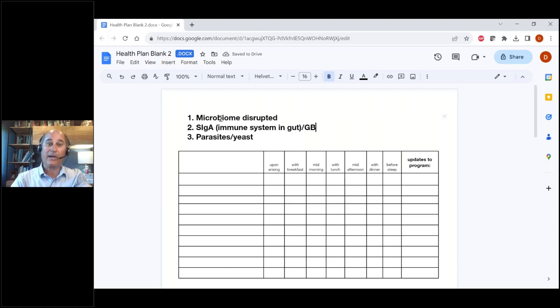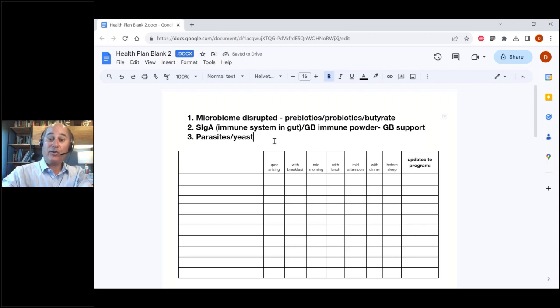So stage 1, the microbiome is disrupted. What are we going to do? That's our prebiotics, probiotics, and butyrate. Sig-A was off, so you want to use an immune powder, right? Immune powder for the gut. And the gallbladder was off, so you want to use gallbladder support. Every company will have a good gallbladder product.